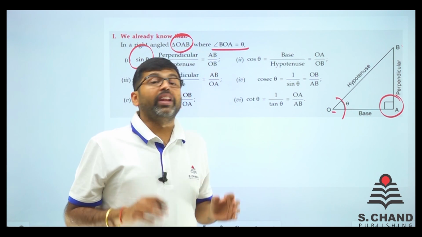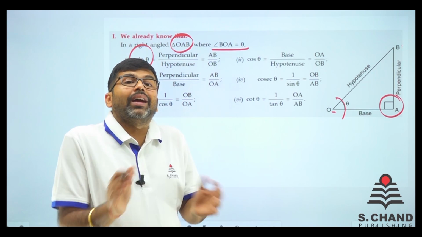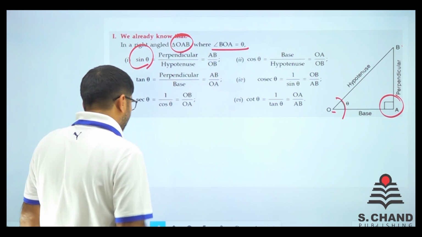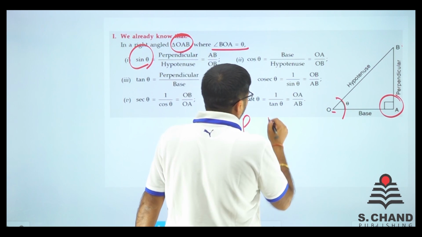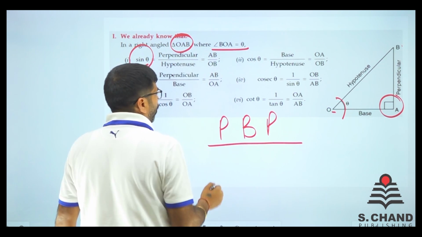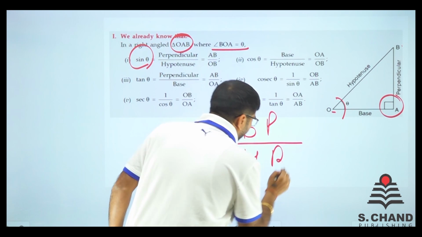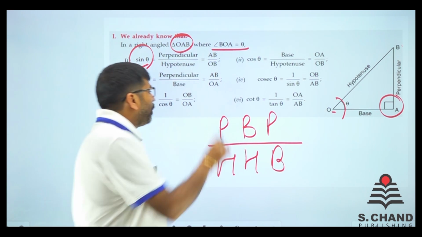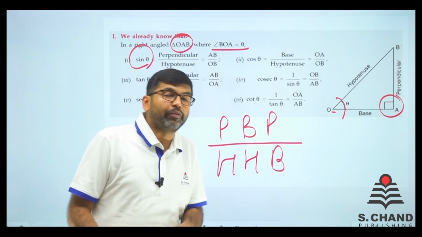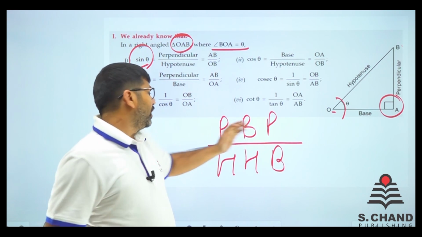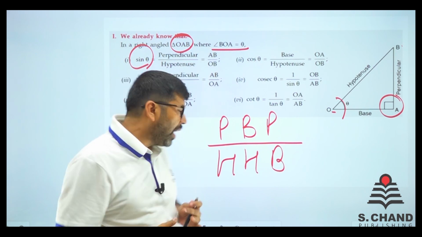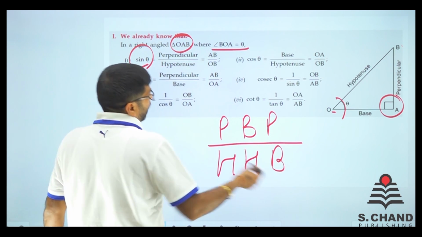I can recall what exactly we learned in our school time, and I'm sure sometime in school you have also learned this very popular formula: P B P upon H H B. And if you remember, what do we call it? Pandit Badri Prasad Har Har Bole. Remember this line if you are hearing it for the first time: Pandit Badri Prasad Har Har Bole. Just remember this and the trigonometry is done. How? See, Pandit Badri Prasad Har Har Bole.